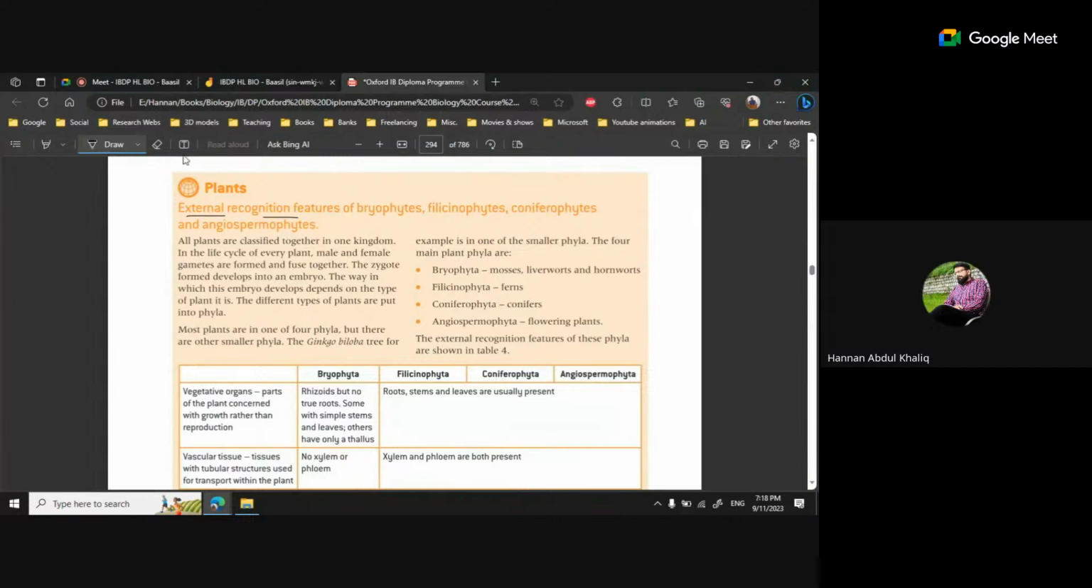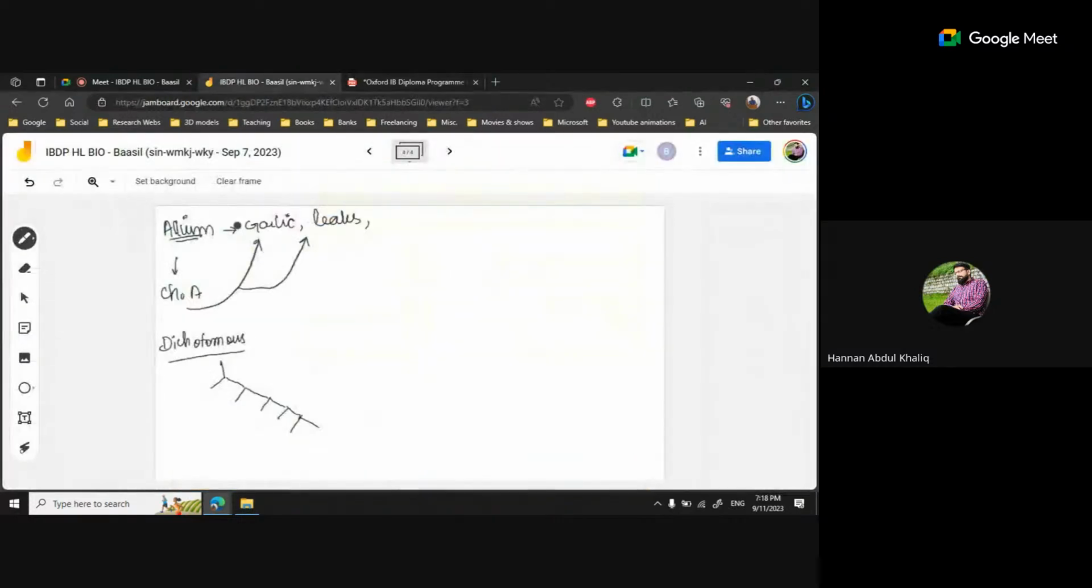When it comes to the plants, the most common feature is photosynthesis. Let me put another feature: multicellularity. These two are the main reason for an organism being called a plant. Are you getting this? Yes, sir. If an organism is being called a plant, it means it should have at least these two features.